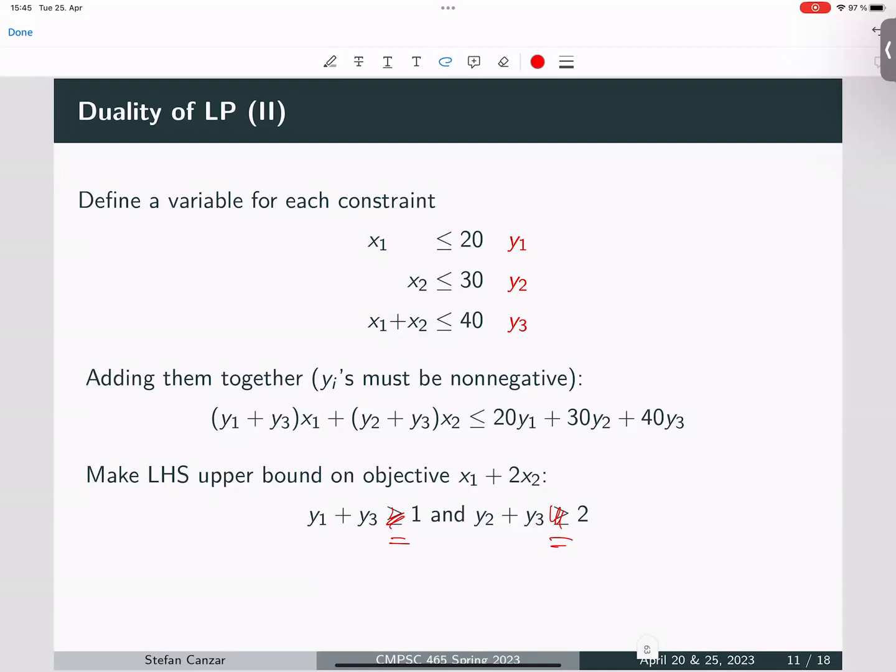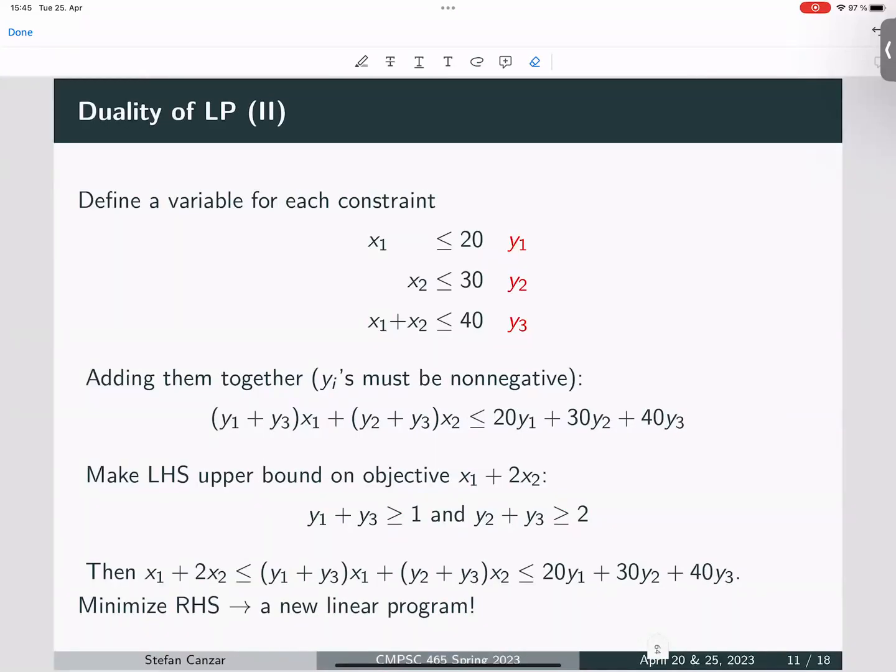But since we're only interested in upper bounds and not necessarily in something that matches exactly our objective, we're actually free to set this to anything at least 1, and this at least 2. It doesn't have to be exactly 1 or 2. It can be anything that is greater or equal than 1 or 2. So this is generalizing a little bit what we did before. Before we said, okay, we pick these coefficients such that we get exactly something that looks like the objective. Now we get something that's a bit larger, that could be larger than our objective, but not smaller.